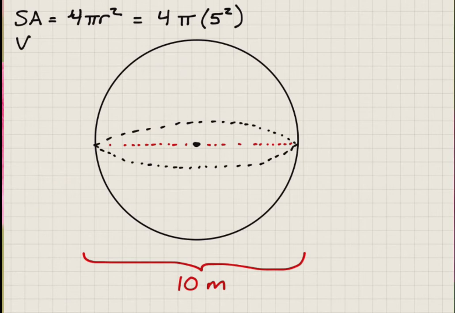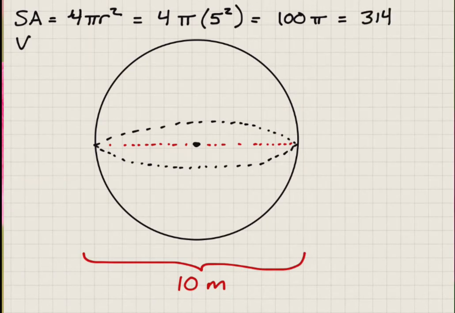5 squared is what? 25. And Connor, do you know what 4 times 25 is? Come on, do it in your head. 25 plus 25 plus 25. It's 100. So this is going to equal 100 times pi. Which means when you multiply it, all you're doing is taking pi and moving its decimal 2 places. So without even using a calculator, what should your answer be?